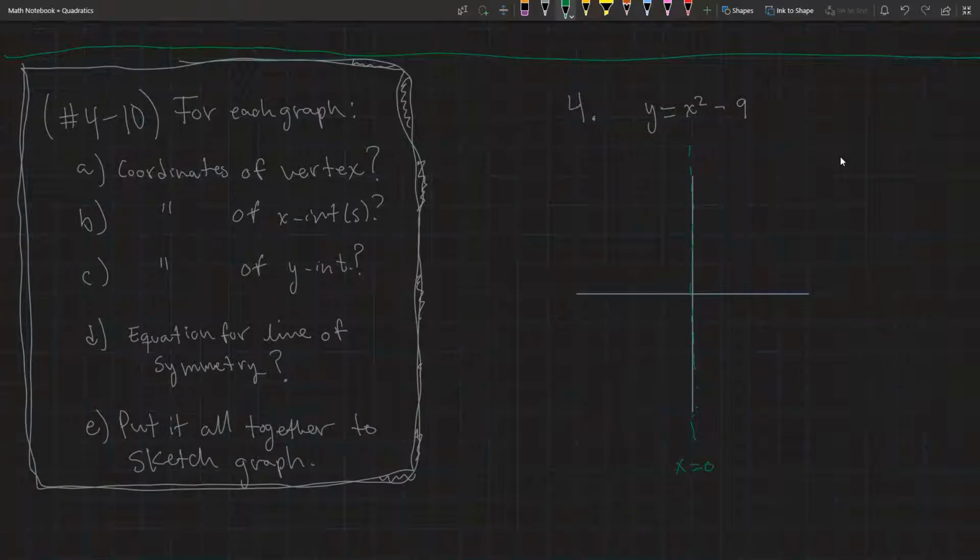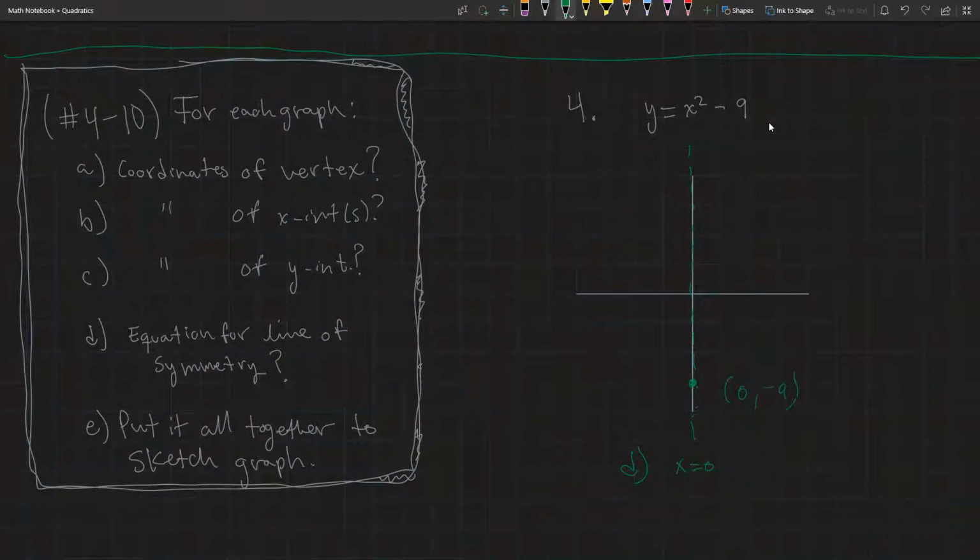X equals 0. Matter of fact, I can write here on the side. That's letter D. We already got this part, the equation for the line of symmetry. Done. Now we need the y value to finish letter A. And when x is 0, we get 0 minus 9. I think we did this one earlier.